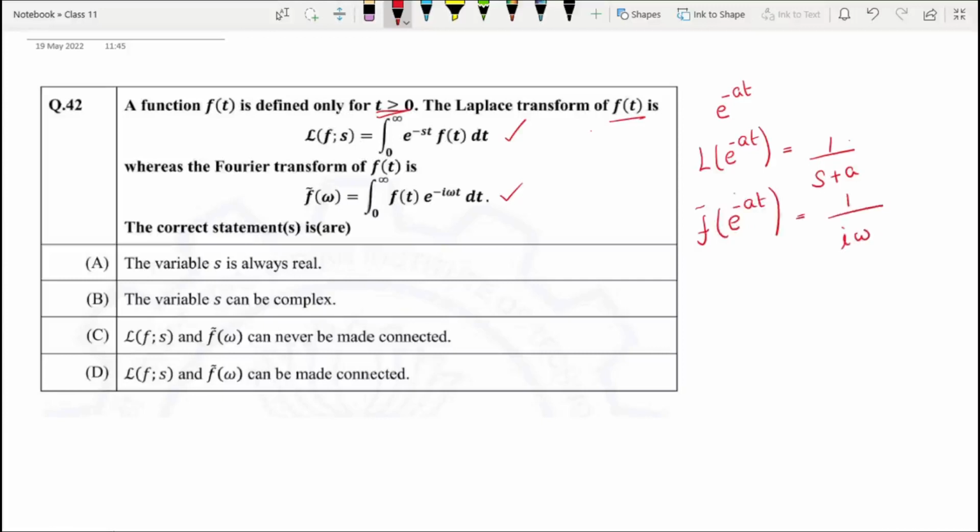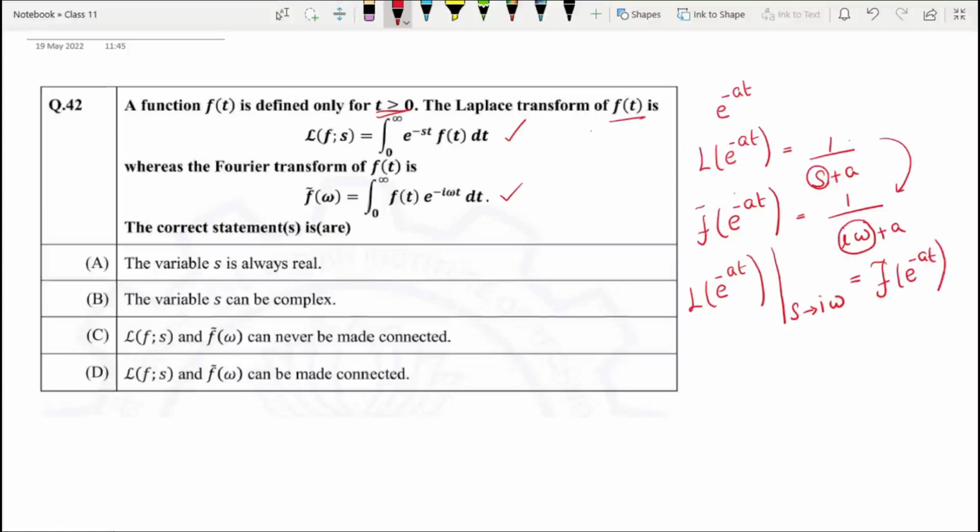and the Fourier transformation of e power minus at is 1 divided by i omega plus a. Now Laplace and Fourier transformation, if you see these two things, if we can write s is equal to i omega, then Laplace transformation is equal to Fourier transformation. So we can write Laplace transformation of e power minus at when s is equal to i omega is equal to Fourier transformation of e power minus at.